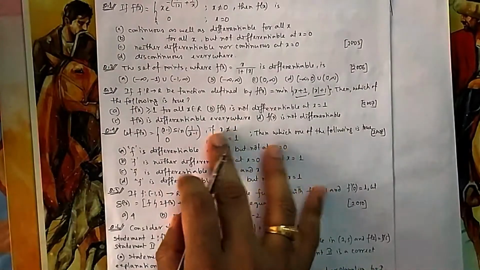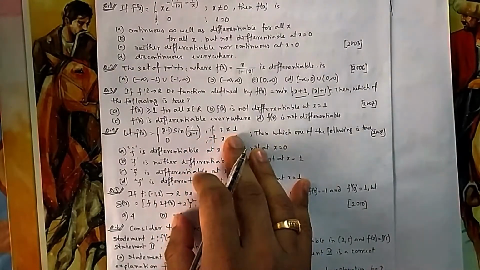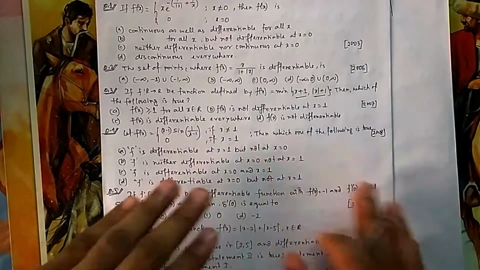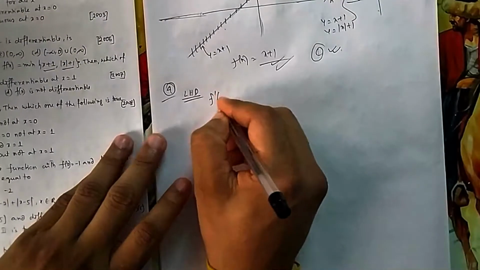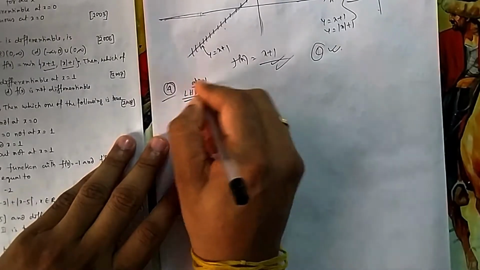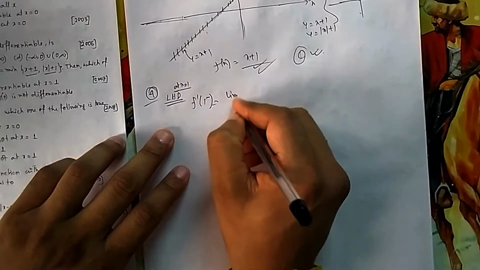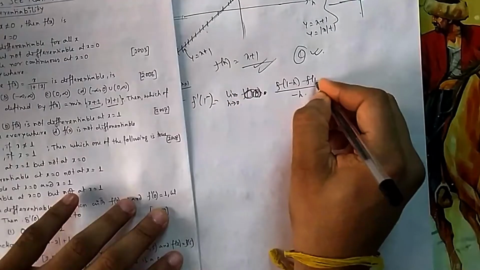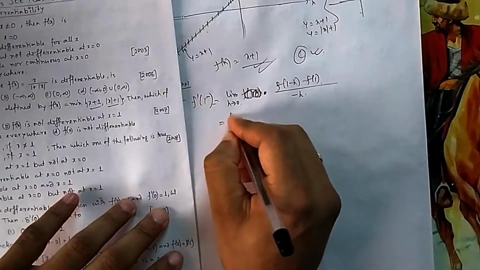Now you cannot segregate this function into greater than 1 and less than 1. The same function you will be dealing with. So you have to use the original definition of the left hand derivative and right hand derivative. Suppose I am doing f dash 1 minus, at 1 I am checking. Then I will check at 0 also. It will be limit h tends to 0, f of 1 minus h minus f of 1 divided by minus h. So this was the actual definition.